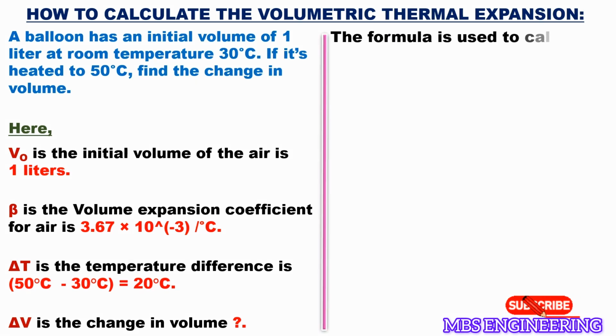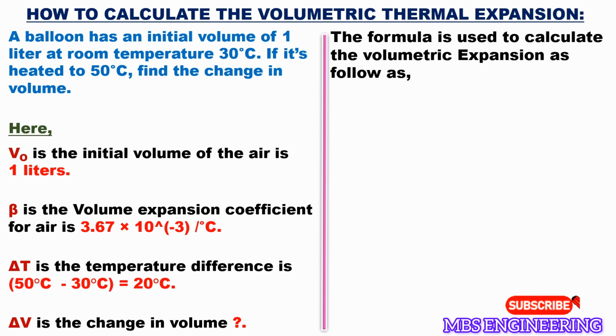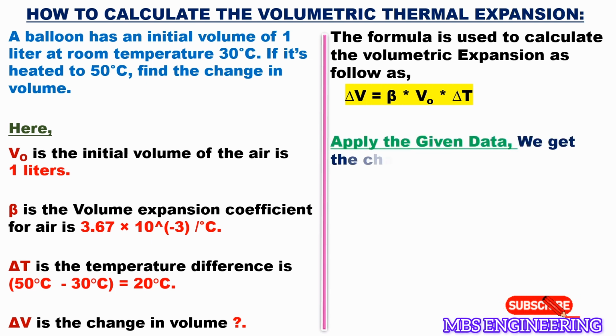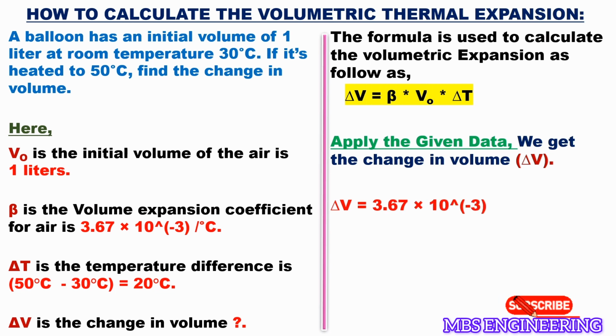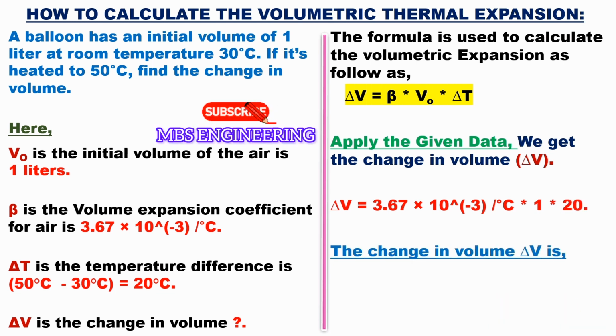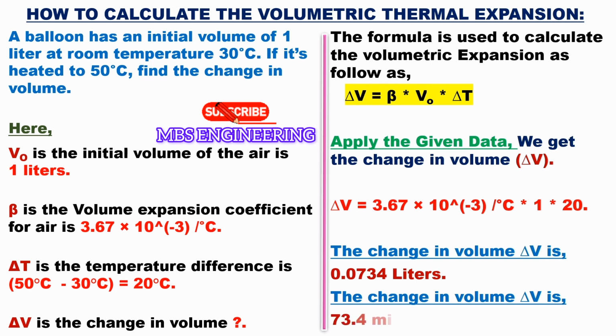The formula used to calculate the volumetric expansion is as follows. The change in volume, or delta V, is equal to beta into V0 into delta T. Apply the given data. We get the change in volume, delta V. Delta V is equal to 3.67 into 10 power minus 3 per degree Celsius, into 1 liter, into 20 degrees Celsius. Therefore, the change in volume delta V is 0.0734 liters. Therefore, the change in volume delta V is 73.4 milliliters.